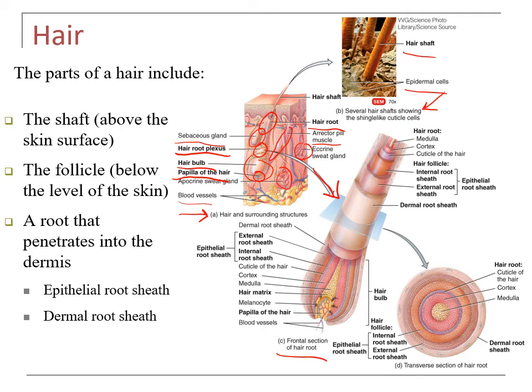we can see that here we have the blood vessels, of course, and then here we have the papilla of the hair. Inside the papilla of the hair, we have the blood vessels, and then here we have those melanocytes, right? And this is going to be the hair matrix. And then, like we said, we have the medulla and the cortex. The first one is the medulla here. Here we have the cortex. And then here we have the cuticle of the hair.